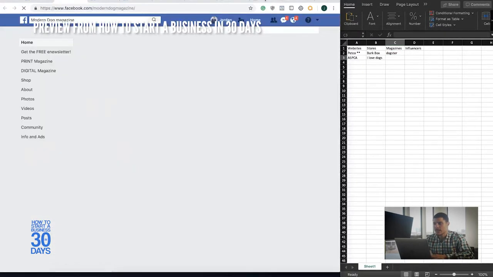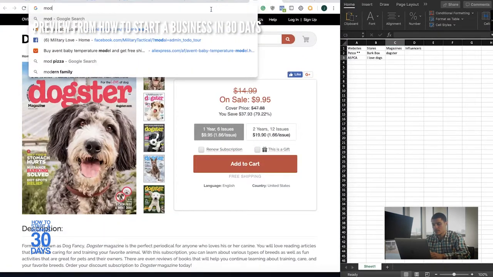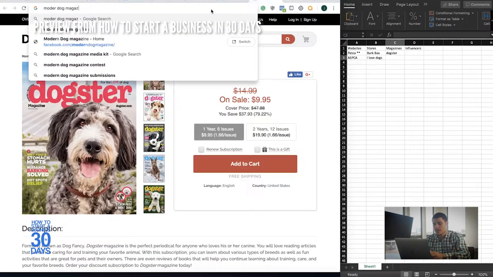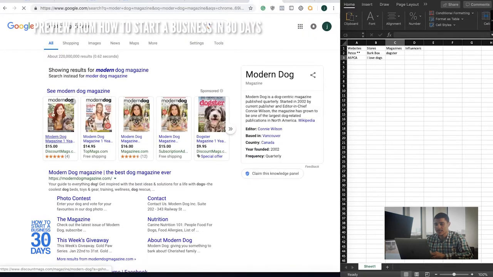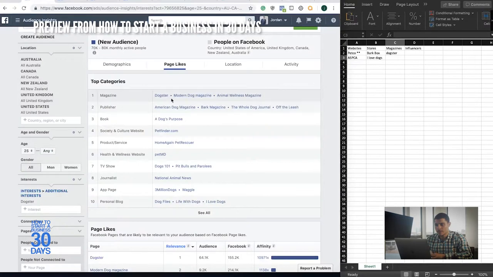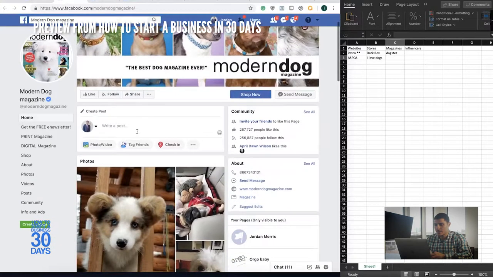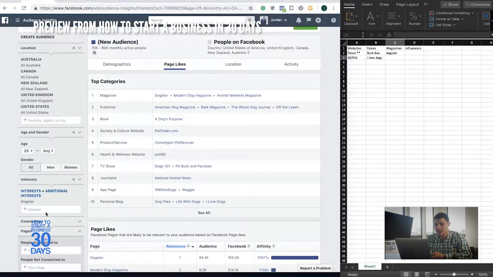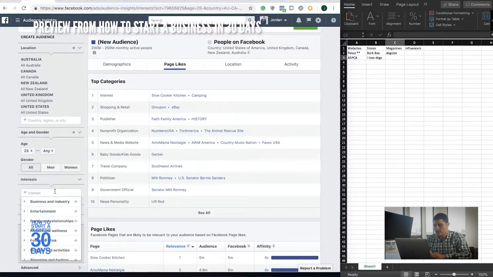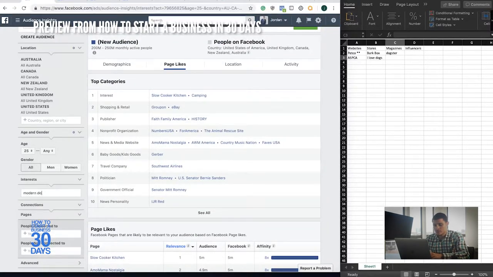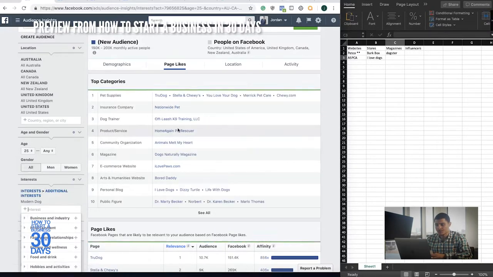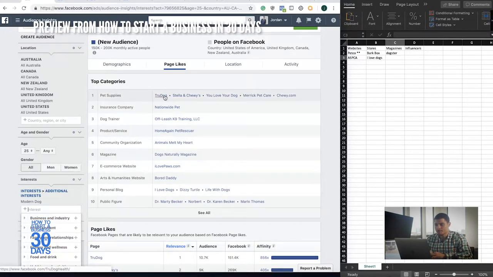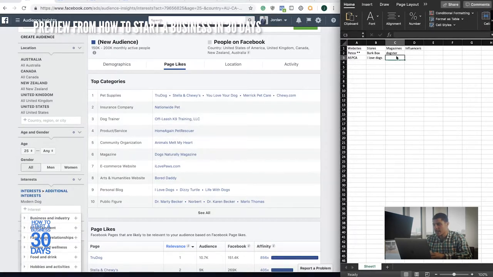And then let's type that in here too. And what we're looking for right now is to see if it has a subscription. 1 year subscription, that's perfect. Modern Dog, and we have it here. 267,000 people, that's actually a great audience size. Modern Dog. Dog Magazine, I Love Paws, Off-Leash Canine. Modern Dog's a good one.